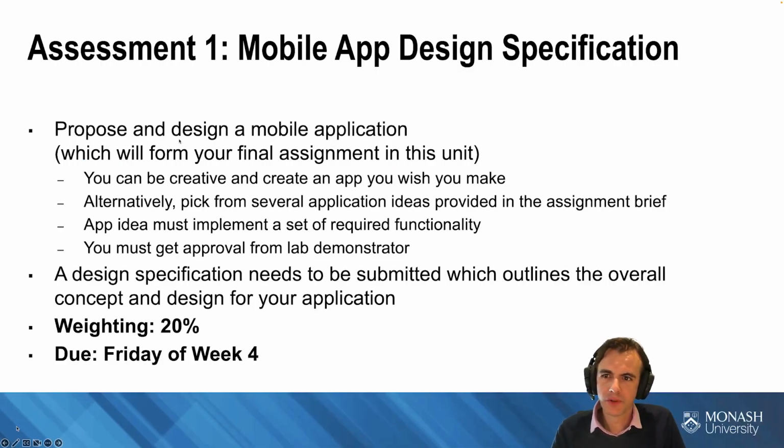So the first assessment is a written report or document, and this should be a mobile app design specification. Basically you should think of this as a pitch document. So you have an idea for an app and you're trying to sell the idea and the feasibility to somebody. The app that you're actually doing the design specification for is an app of your own design, and this will be the app that you're building for your final assessment in this unit.